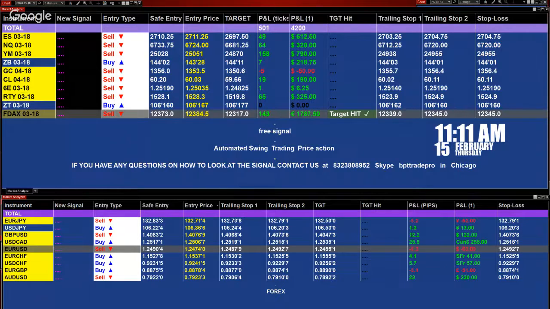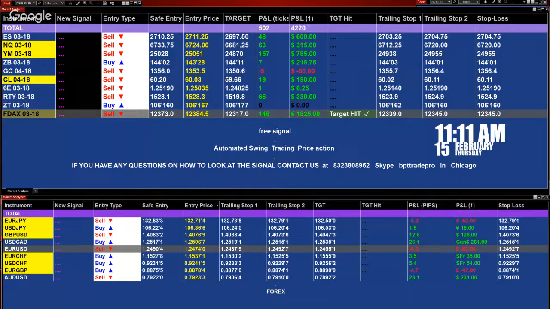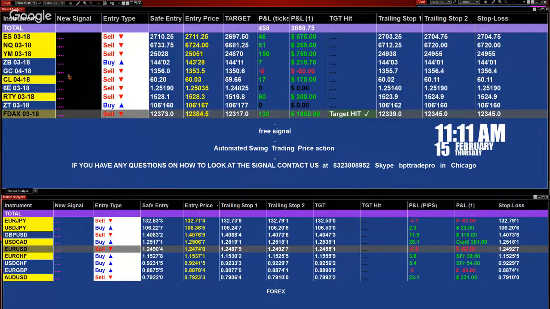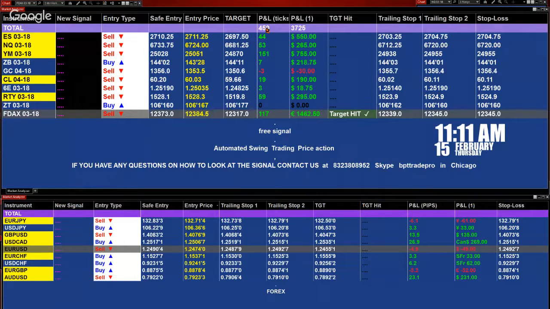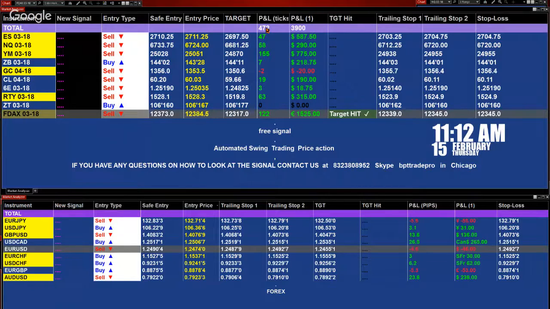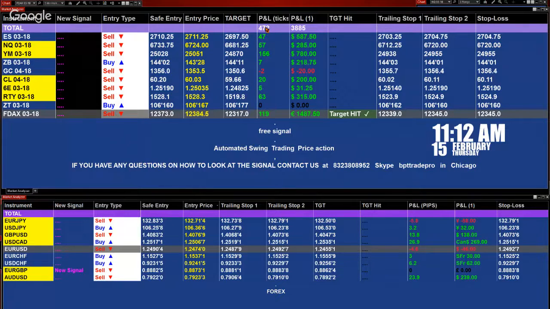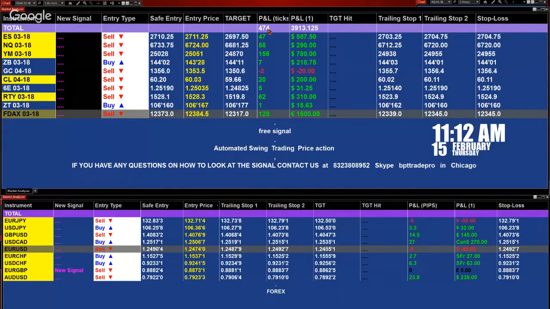Guys, just let me update you on this. I didn't want to interfere. We had a few new signals, and now most of the targets hit. But right now, if you are looking at it, this is based on one contract only, on the 1 minute. And you can see the total PNL. It was 482 ticks from the last signal.